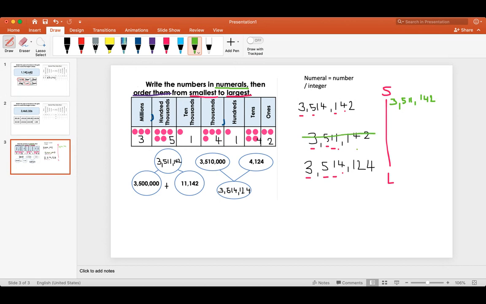So I'm going to cross that out now, so I don't need to look at it anymore. And then I'm going to have a look at the next digit. So we've got a 1, a 1. So it's not going to help me there. So I'm now going to have a look at the next digit. We've got 42, and that's pretty obvious now. 3,514,124, because remember this is all about the smallest to largest. And then my last number is 3,514,142.